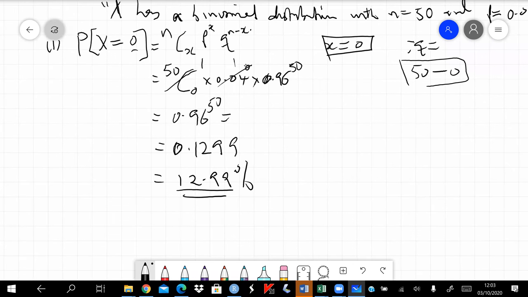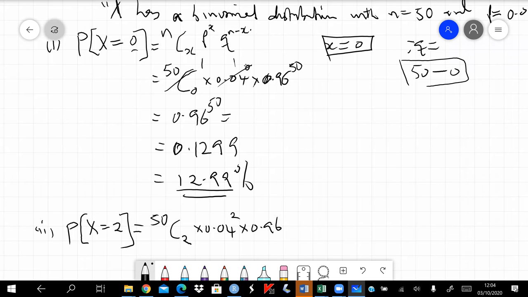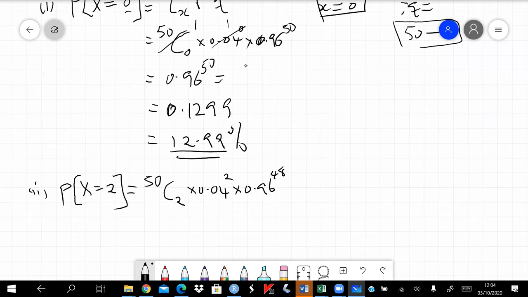Now let's answer Roman two, the probability that exactly two will break. So X is exactly equal to two. The word exactly here means an equal sign. This will be 50 choose 2 successes, multiplied by 0.04 to the power two, multiplied by 0.96 to the power 50 minus 2, which is 48. What is 50 choose 2? You get 1225.